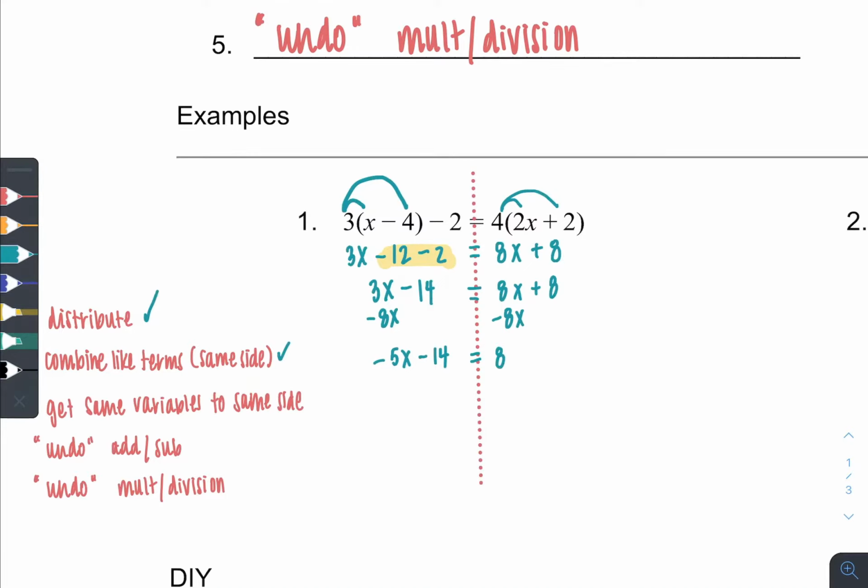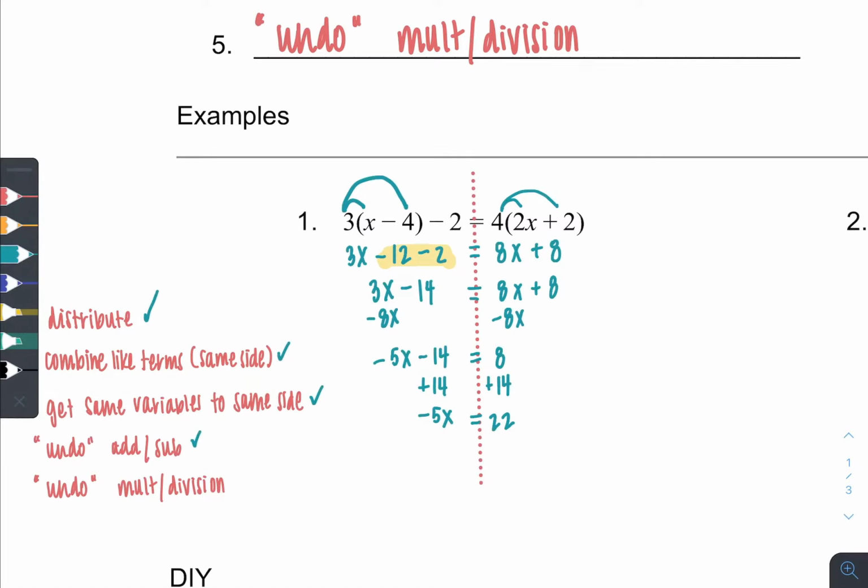Next up, we want to move our non-x's to the other side. So plus 14 to both sides to undo that minus. So it's negative 5x equals 8 plus 14, which is 22. Okay, so we got our variables to the same side. And with that step, we undid any addition and subtraction.